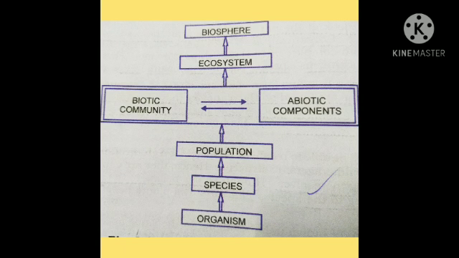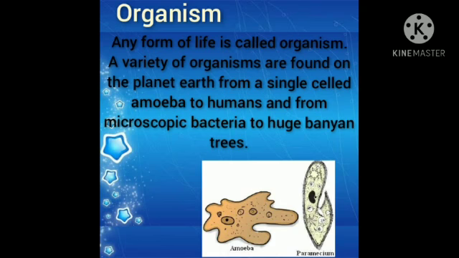Look at the natural system from the point of view of levels of organization. It provides a convenient framework for dealing with complex interrelationships. The most clearly identifiable levels are organisms, species, populations, communities, and ecosystems. Any form of life is called an organism. A variety of organisms are found on the planet Earth, from a single-celled amoeba to humans and from a microscopic bacteria to huge banyan trees.